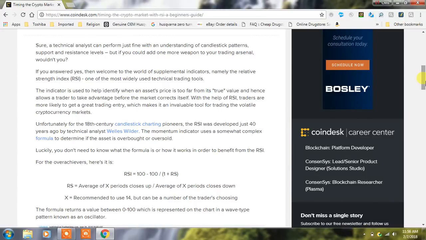So this article goes on to say, sure, a technical analyst can perform just fine with an understanding of candlestick patterns, support and resistance levels, but if you could add one more weapon to your trading arsenal, wouldn't you? If you answered yes, then welcome to the world of supplemental indicators, namely the Relative Strength Index, RSI, one of the most widely used technical trading tools. The indicator is used to help identify when an asset's price is too far from its true value and hence allows a trader to take advantage before the market corrects itself. With the help of RSI, traders are more likely to get a great trade entry, which makes it an invaluable tool for trading the volatile cryptocurrency markets.